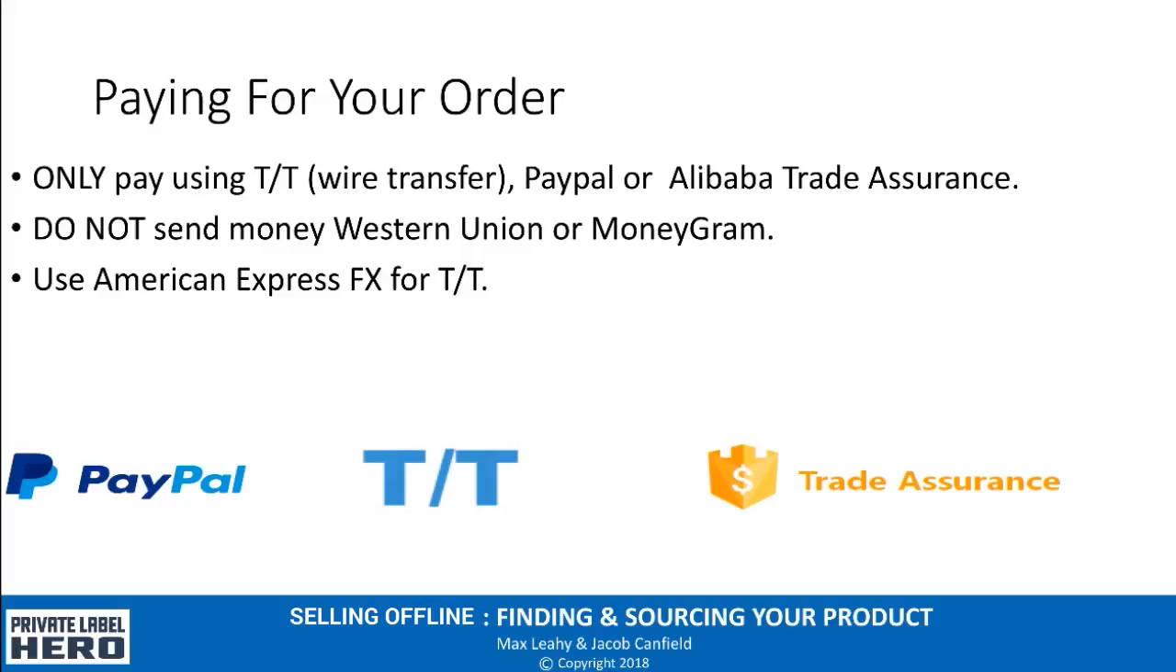Paying for your first order. So, now that you have everything set, you're ready to pay for your order. To pay for your order, always use either a wire transfer, PayPal, or Alibaba Trade Assurance. Never use a service like Western Union or MoneyGram, because if you do, most likely you can kiss that money goodbye forever. That money's pretty much untraceable. Once someone picks it up, it's cash, it's gone.